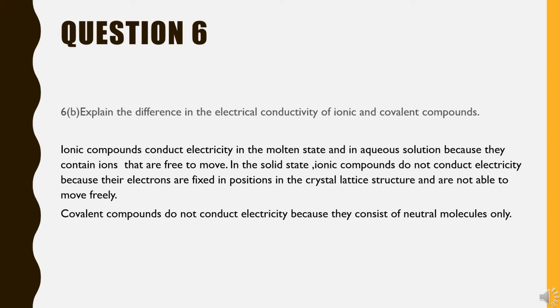For question 6b, ionic compounds can conduct electricity in the molten state and in aqueous solution because they contain ions that are free to move. In the solid state, ionic compounds do not conduct electricity because their ions are fixed in positions in the crystal lattice structure and are not able to move freely. Covalent compounds do not conduct electricity because they consist of neutral molecules only. There are no free moving ions or electrons.